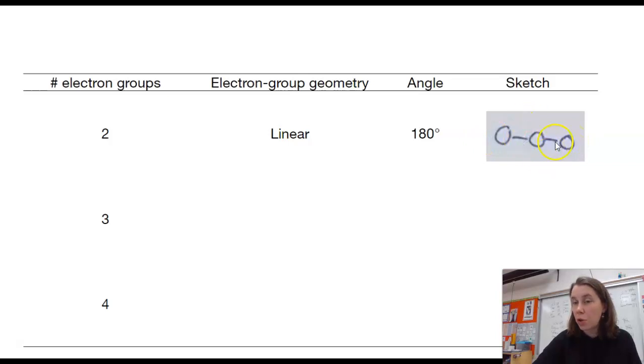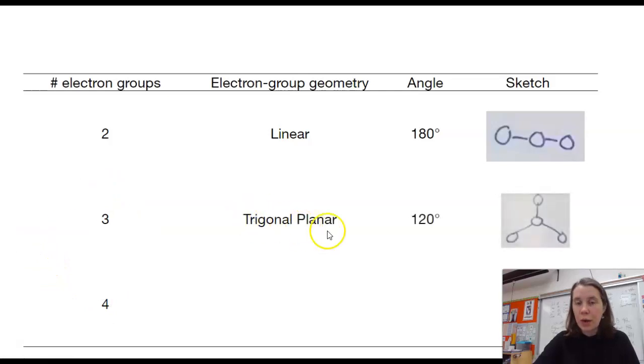And those could just be circles to represent the atoms, or they could be the symbols for the elements themselves. And if we have 3 electron groups, that is trigonal planar. The angle is 120 degrees, and this is basically how you would draw it, all right?